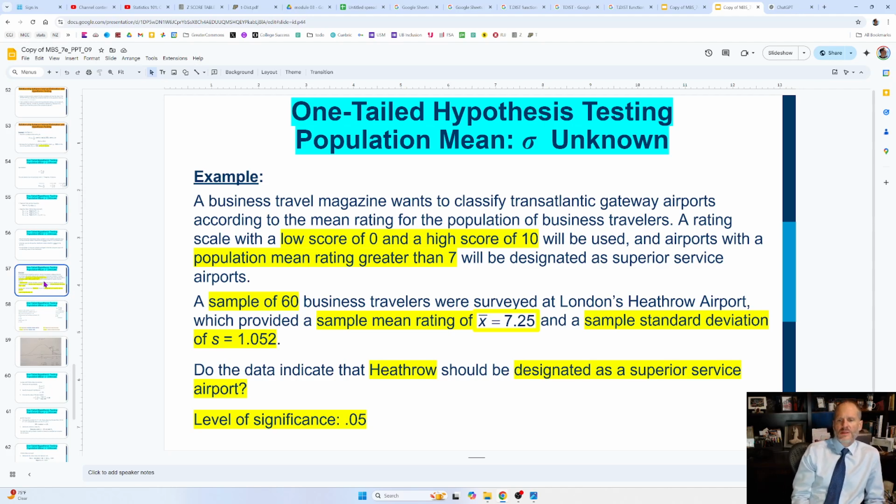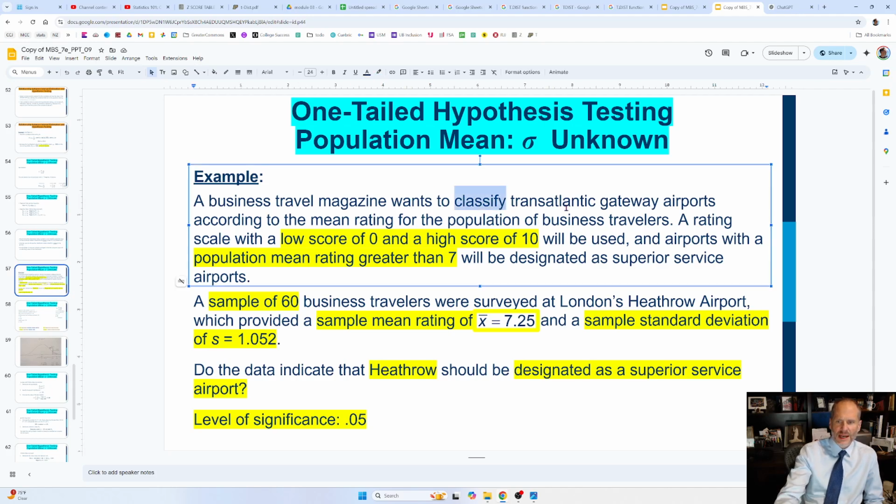I'll read through it with you. A business travel magazine wants to classify transatlantic gateway airports according to the mean rating for the population of business travelers. So that's kind of good to know, mean for the entire population. I think that's actually an important word to highlight there.